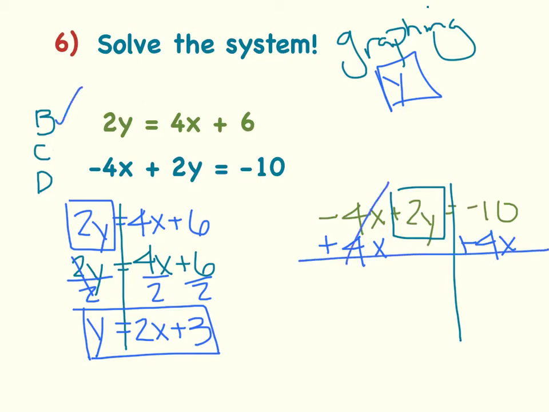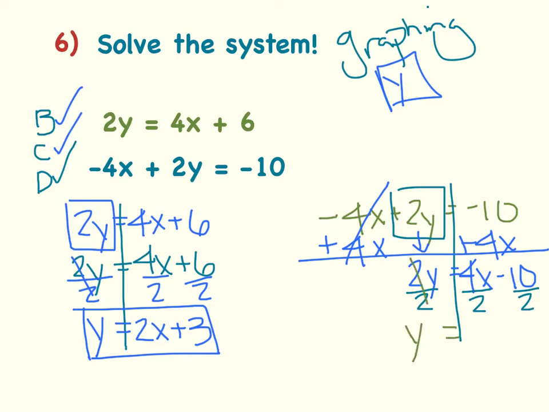So we just boxed and we just cancel what was beside our box. So we get 2y equals 4x minus 10. Next step, according to our letters here, is to divide everything by 2 because that's the number inside the box. And we end up with y equals, well, 4 divided by 2 is 2x, and negative 10 divided by 2 is negative 5. There's our two equations.